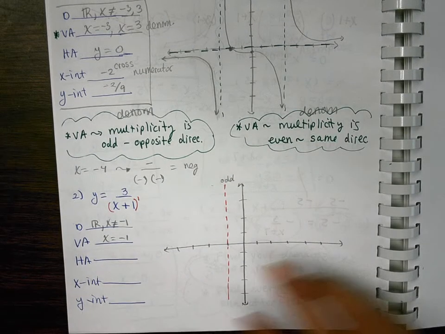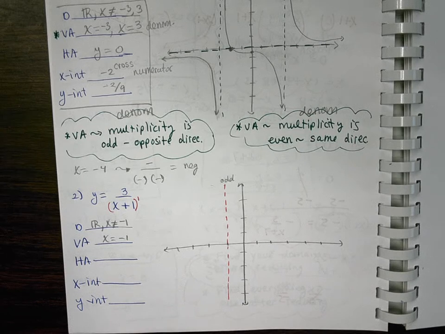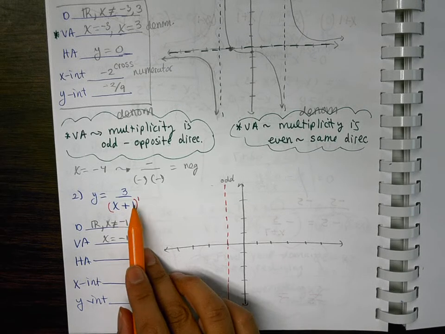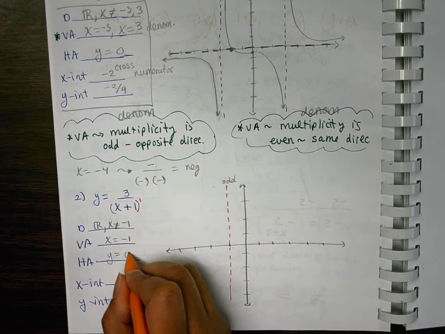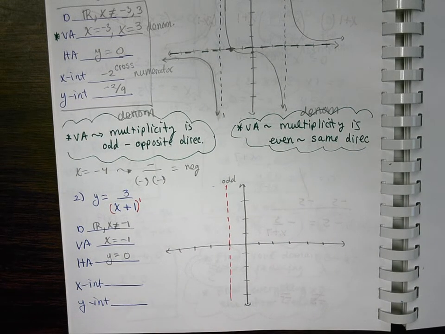All right, horizontal. How do we find the horizontal? Top heavy, bottom heavy, same. The limit as x approaches infinity. And what is it? Bottom heavy, which means what? Y equals 0. X-intercept, find it, make the equation equal to 0.